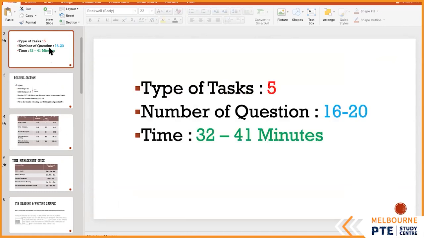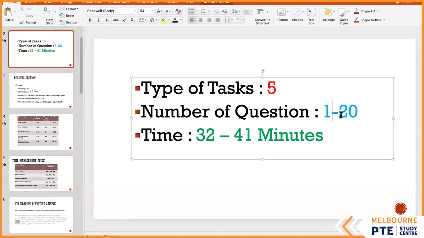Now, in the reading section, time management is not automated like it is in speaking and in writing. So time management is on you guys. What does that mean? For the whole reading section, you will be given between 32 to 41 minutes to answer between 16 to 20 questions, but generally it's between 15 to 20. Just for the sake of understanding, if it's 15 questions and I get 32 minutes, how many minutes do I get generally per question?